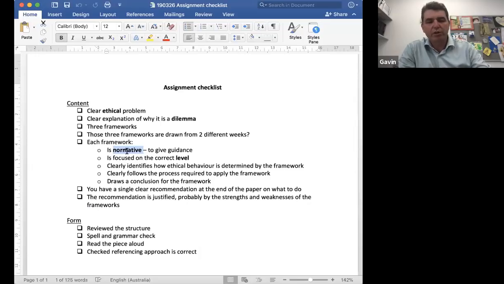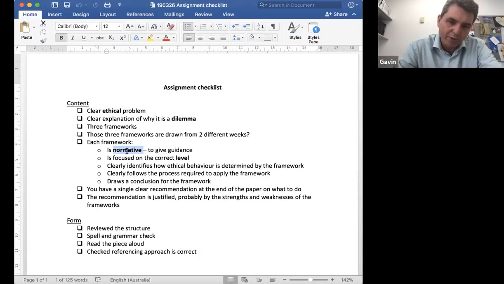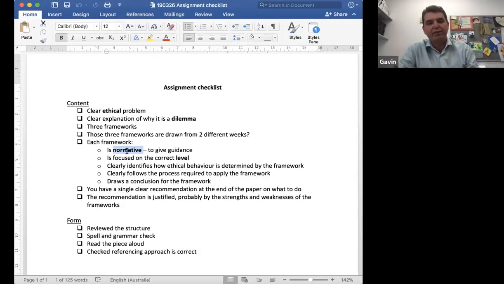So make sure you use a normative framework. Make sure it's focused on the correct level. So again, think about week 4 is at a systemic level versus what's going on in terms of an individual act or decision, which is more weeks 2 and 3. So I think that should guide you about what kinds of frameworks you want to use.